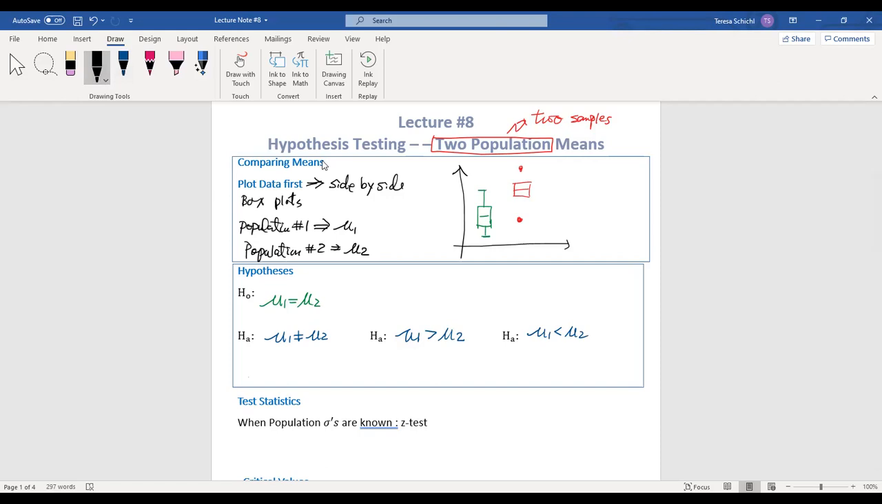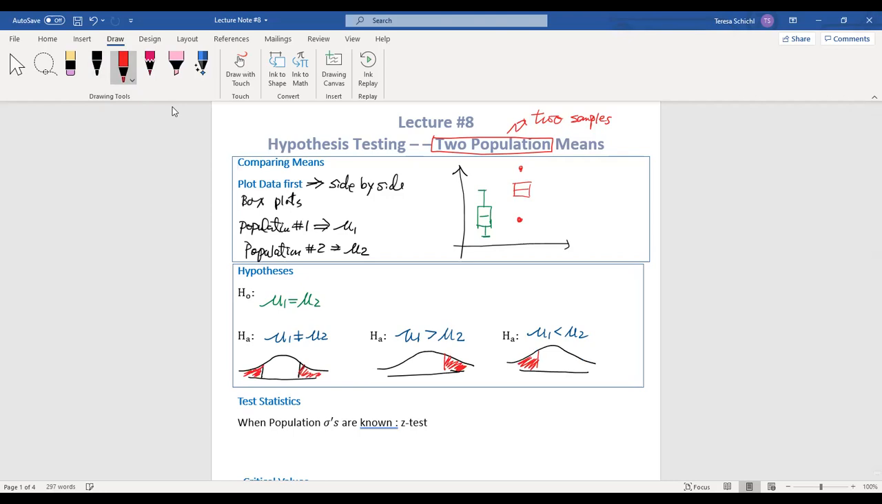Now, just like before, if it is mu1 not equal to mu2, what happens here? This is the two-tail test, and those are your rejection regions. If mu1 is greater than mu2, this will be a one-tail test, this tail. And if mu1 is less than mu2, then it will be this tail here.